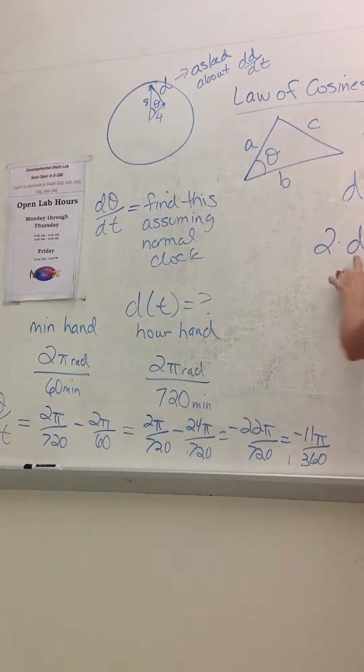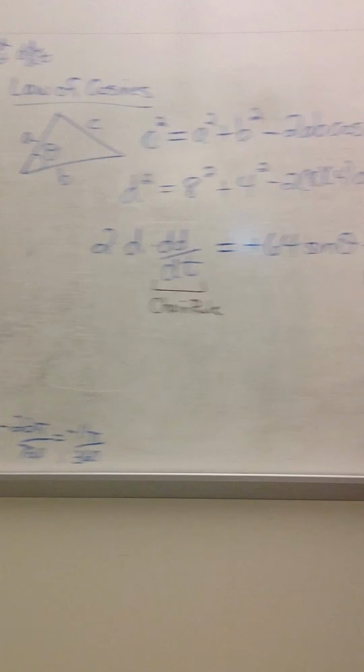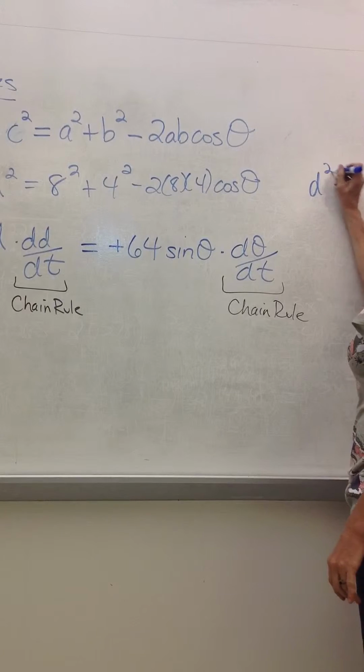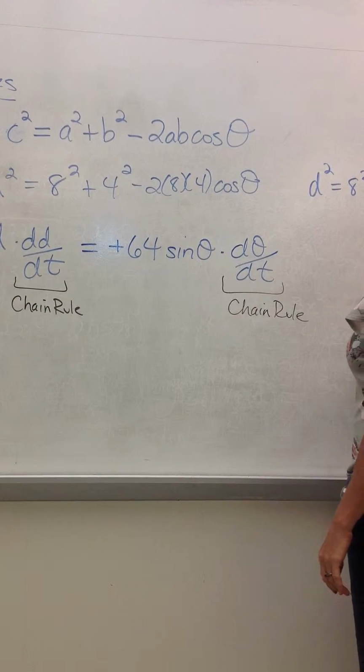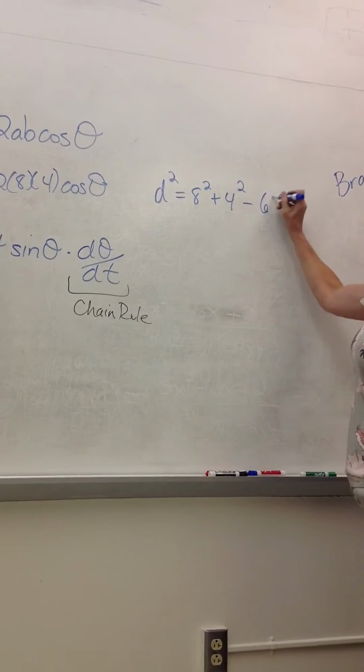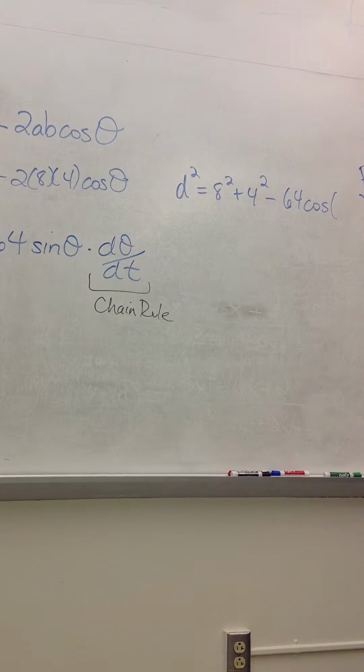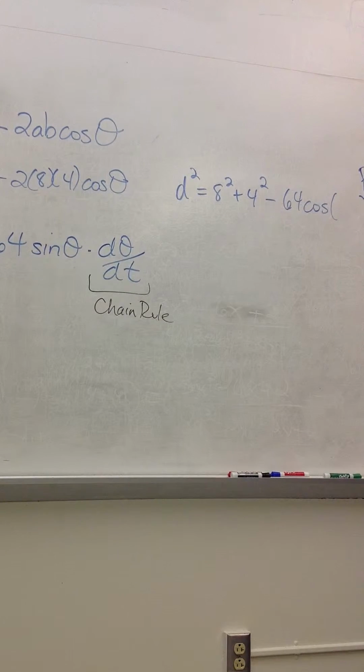All right, so the D we're going to get by following this formula here. So D squared is equal to 8 squared plus 4 squared minus 64 cosine of theta. And theta is going to be the angle that's between them at 1 o'clock. So just think about it, and I don't care if you answer in radians or degrees because we're plugging it into the cosine. So just think about how many degrees or how many radians are between your hour hand and your minute hand at 1 o'clock.